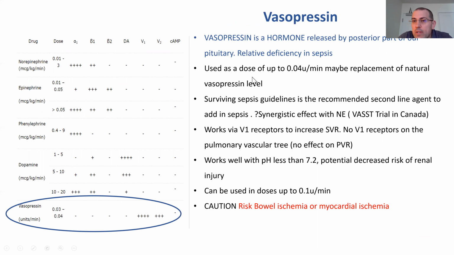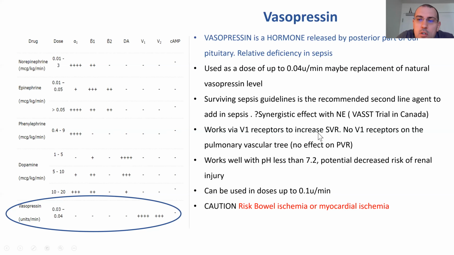So vasopressin is a hormone released by the posterior part of our pituitary. And in sepsis, you can have a dysfunction of the hypothalamic pituitary axis, and we're thought to have a relative deficiency in sepsis. And so we usually replace a fixed dose of 0.04, and this is thought to replace again the natural vasopressin level that we don't have in the septic shock state. It is, per the Surviving Sepsis guidelines, the recommended second-line agent in sepsis. And there's a question of whether or not it has a synergistic effect with norepinephrine as per the VASST trial from Canada. So again, this works via V1 receptors to increase SVR.